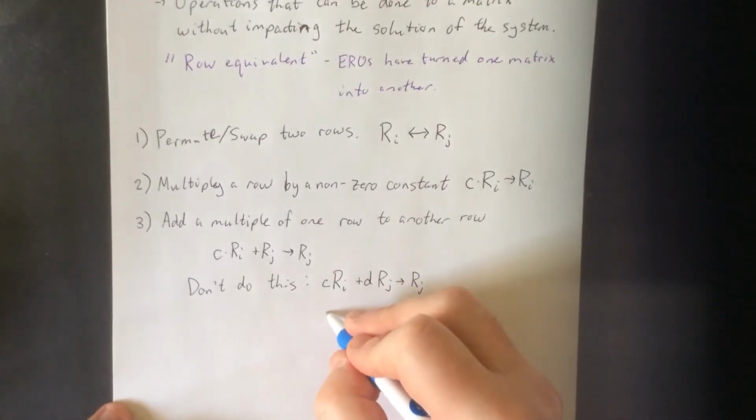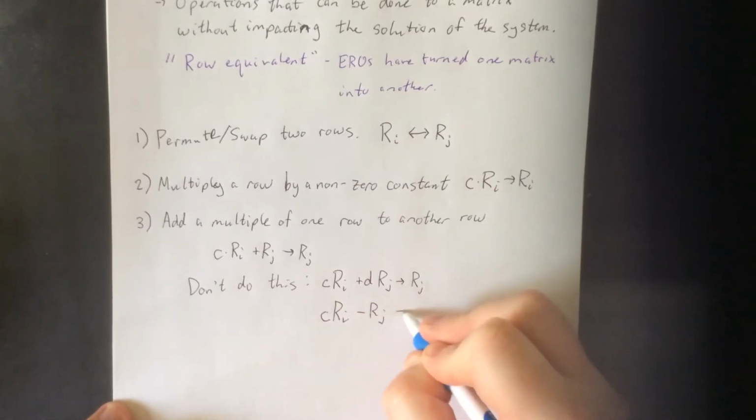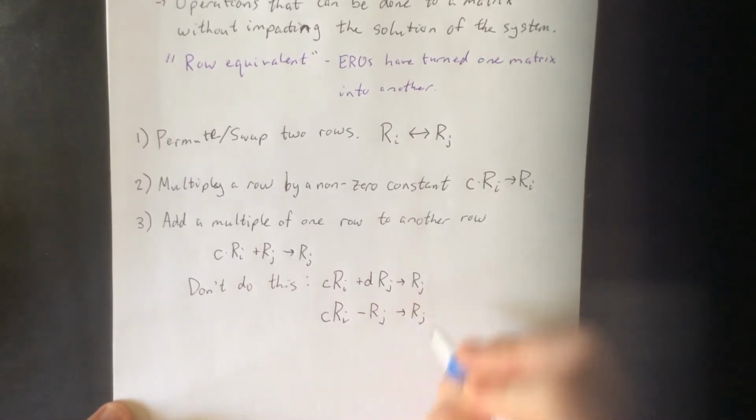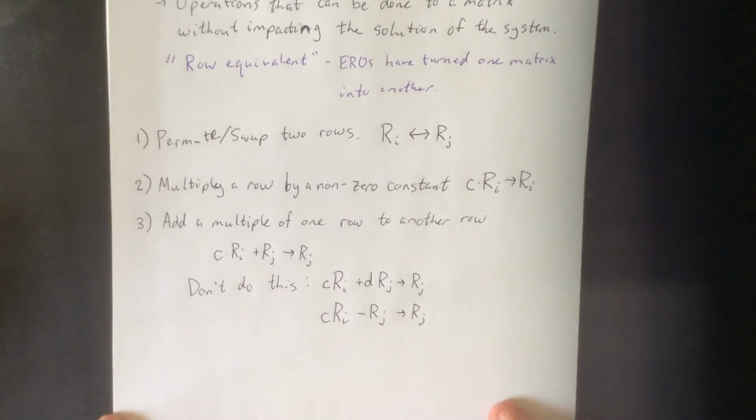Another thing to not do, and this is in the same vein, but don't subtract them. This does not produce something that is row equivalent. It's got to be specifically we're adding a multiple of one row to another row. Now, this may seem insignificant for the time being, but it does have a very specific purpose later on in the course, and I will call back to this at that point in time.